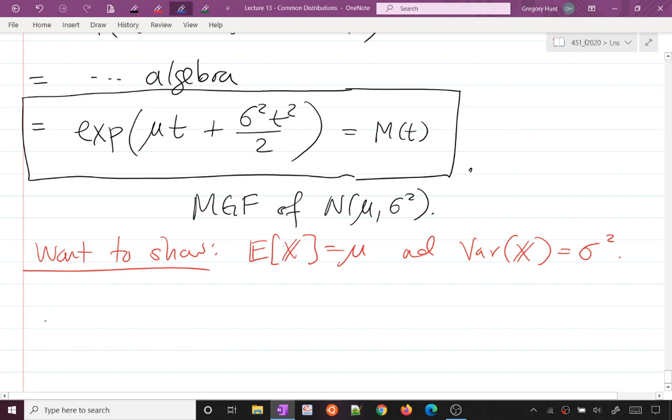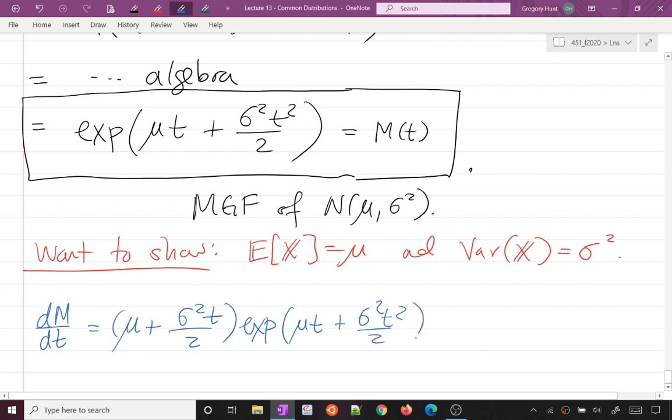So first of all, let's say, what is dM/dt? What do we bring down? We bring down a mu plus sigma squared t over 2. And then we're left with what's in the exponent, mu t plus sigma squared t squared over 2. If we evaluate this thing at t equals 0, what are we left with? The exponent thing turns to 1, the sigma squared t goes to 0, and we're left with mu.